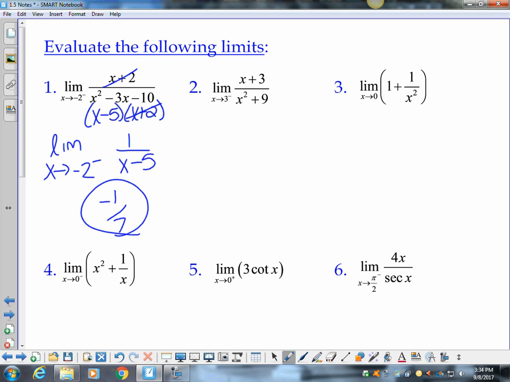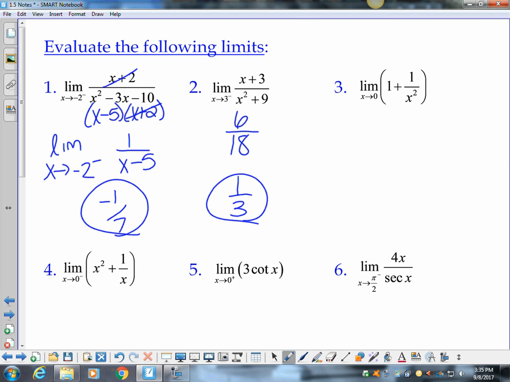On number 2, the bottom doesn't factor, but look at your 3. If you plug a 3 in, does anything bad happen? It doesn't. I get a 6 on top, I get an 18 on the bottom. That's a 1/3. So don't be so quick to think that all these limits are difficult, because some of them really aren't. That's your first step, is always just to plug it in and see what happens.